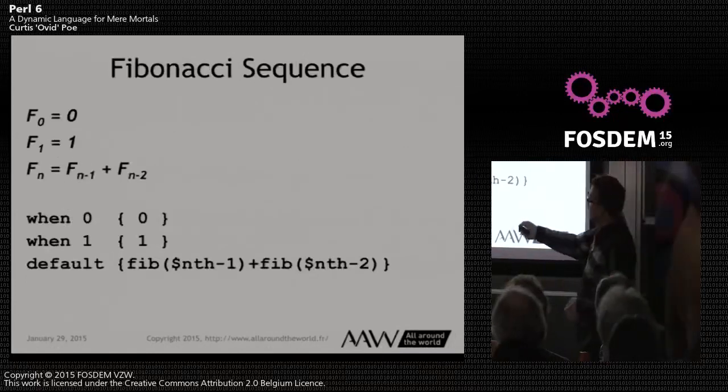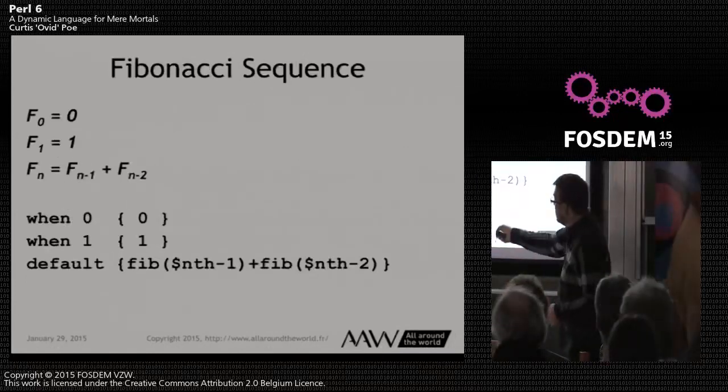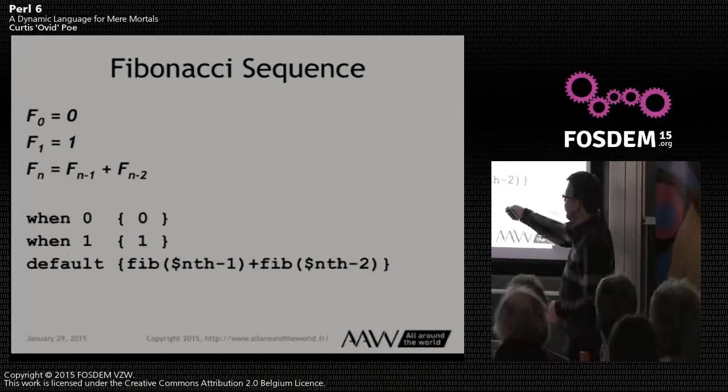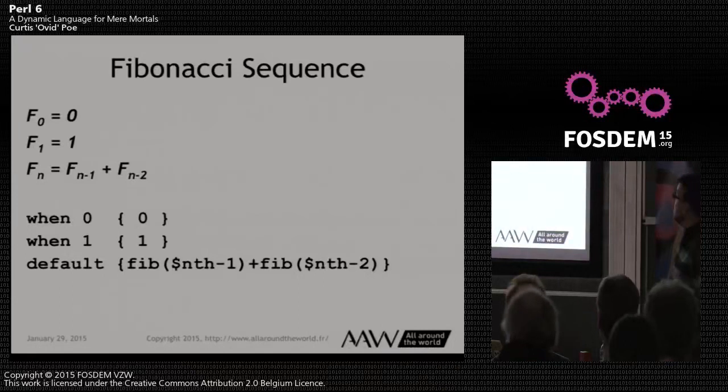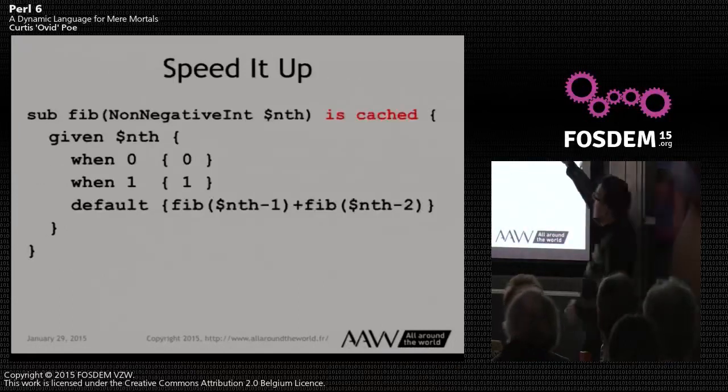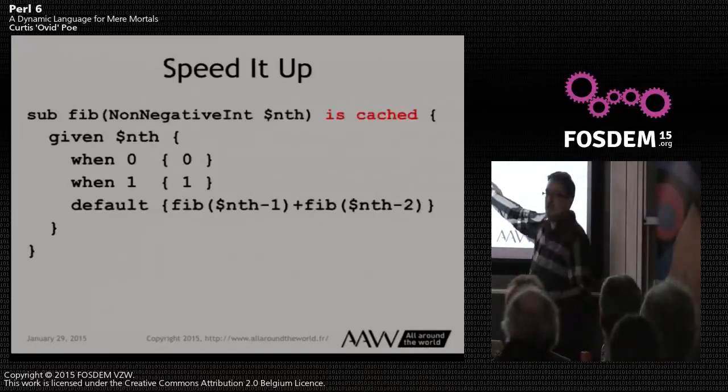Because remember, that was your mathematical structure that you had, and this is the body of the recursive sub. Those map really well together. It's very easy to follow. You want to keep that. So just slap an is-cache trait on there, and it will handle the caching for you.